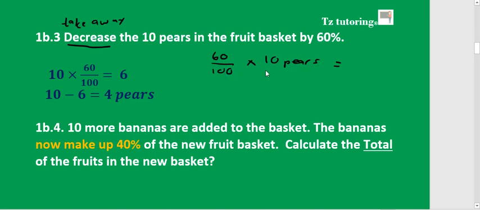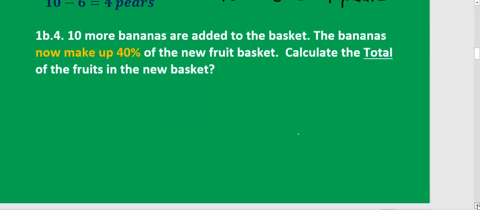So 60% multiplied by the 10 pairs. It's already been calculated there, 6. All right, so the first thing you do is you calculate 60% of the 10 pairs, and that will give you 6 pairs. Now we were asked to decrease, so we need to take those 6 pairs away. So 10 pairs at the beginning, subtract 6, you are left with 4 pairs. All right. Let's move on to the next question on percentages.